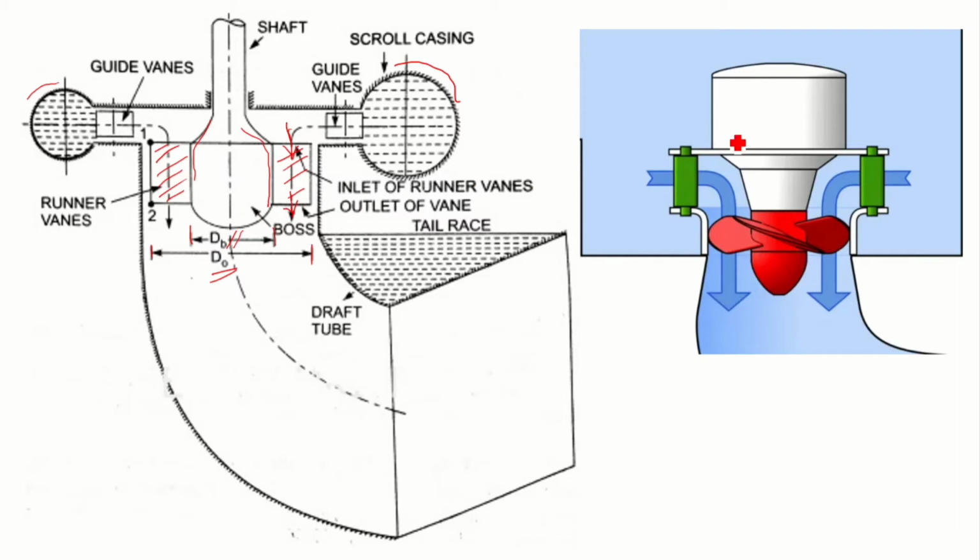This figure also represents a Kaplan turbine, which is an axial flow turbine. Here the water is entering from the sides and the guide vanes guide water to the runner vanes. As water passes through the runner vanes, its pressure energy and kinetic energy get converted to reactive force, which will drive the runner. It will rotate the runner.